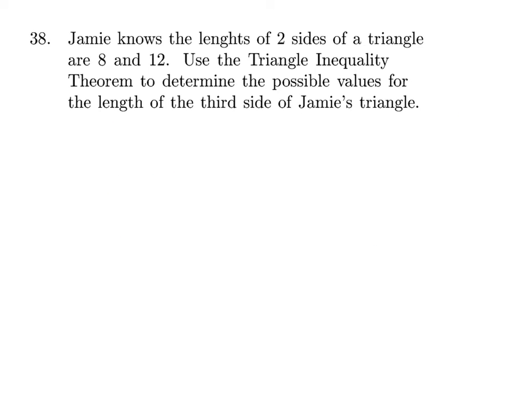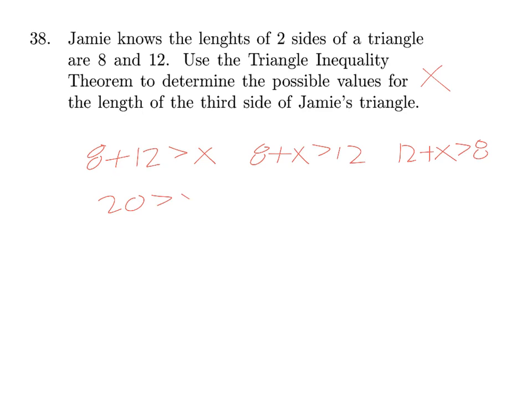Alright, Jamie knows the lengths of 2 sides of a triangle are 8 and 12. Use the triangle inequality theorem to determine the possible values for the lengths of the third side of Jamie's triangle. So the third side is x. Any 2 sides have to add up to be greater than the third. So 8 plus 12 has to be greater than the third, which is x. Or I could have 8 plus x is greater than 12, or 12 plus x is greater than 8. Alright, so I have 20 is greater than x. I have x is less than 20.